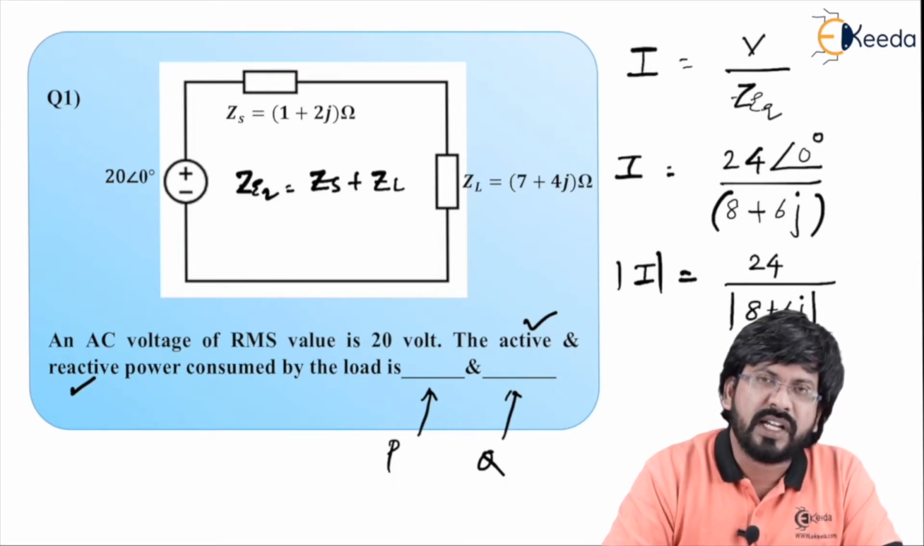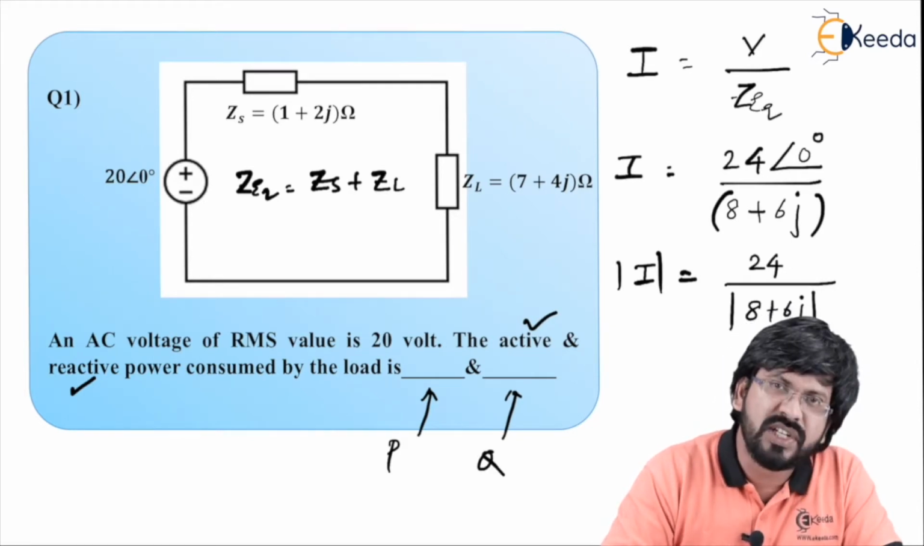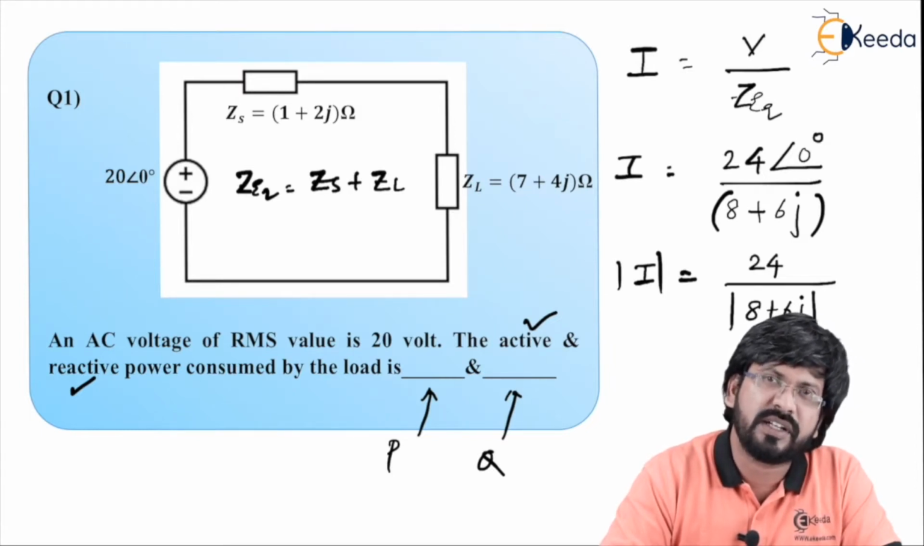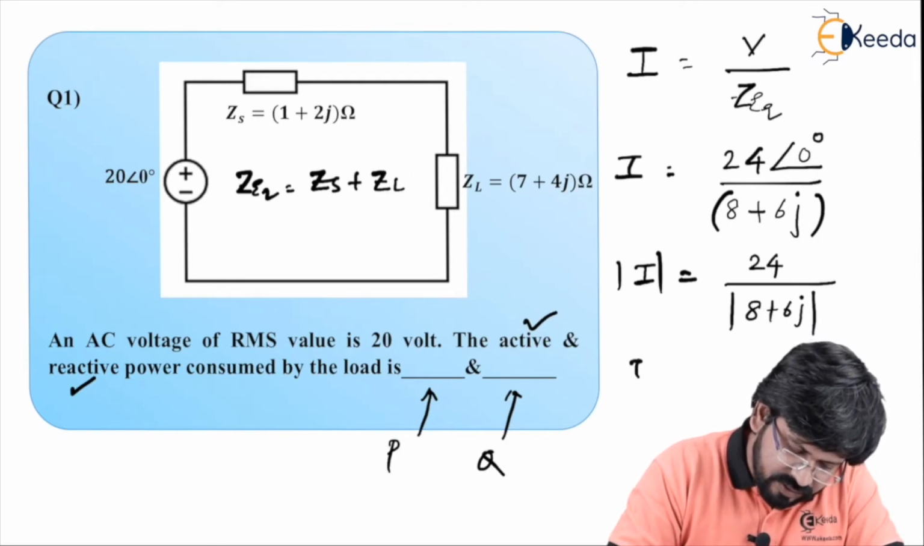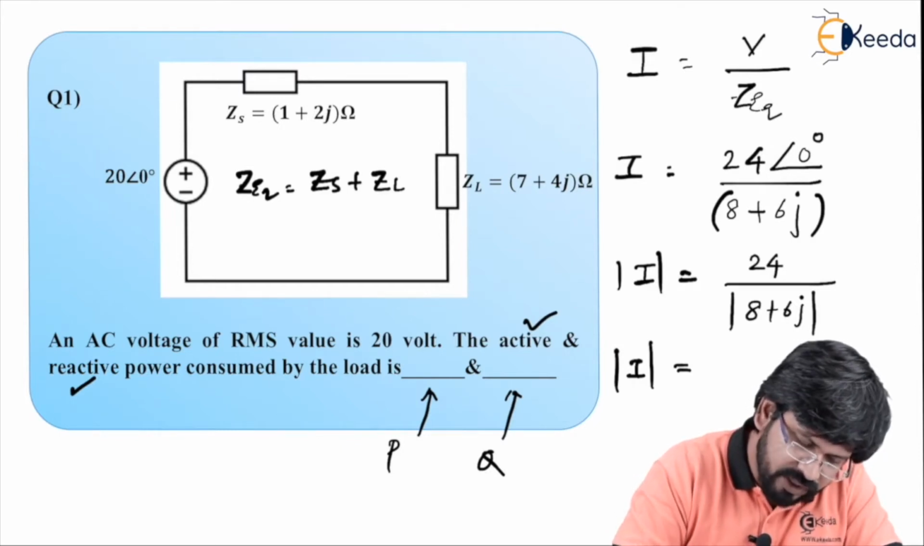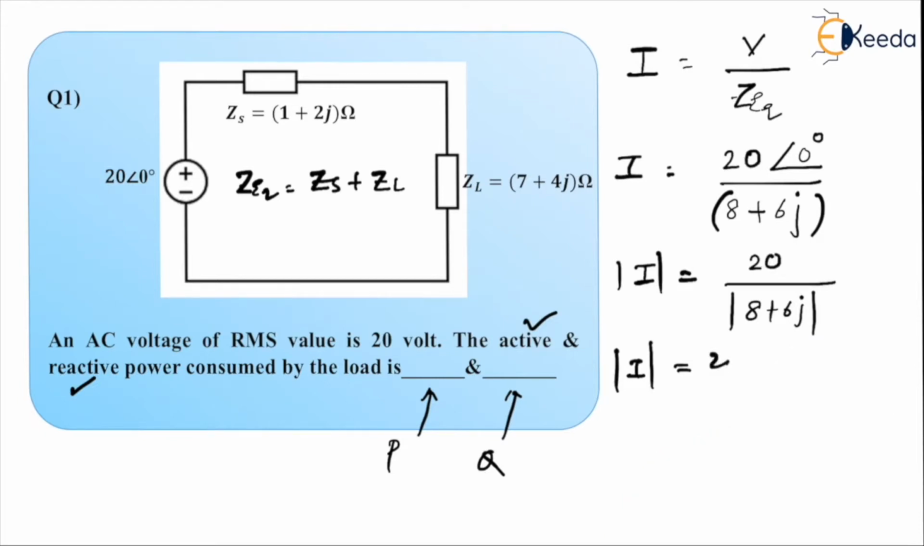Magnitude of a rectangular part, that is A plus JB, is nothing but under root of A square plus B square, meaning 8 plus 6J will give you magnitude under root of 8 square plus 6 square, which is nothing but 10. So the voltage value is not 24 but 20. So we should modify this to 20. So it is 20 divided by 10, which becomes simply 2 ampere.